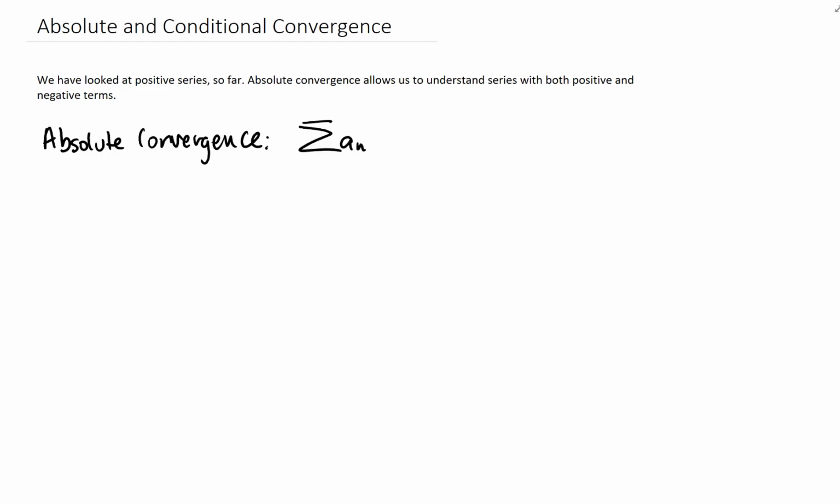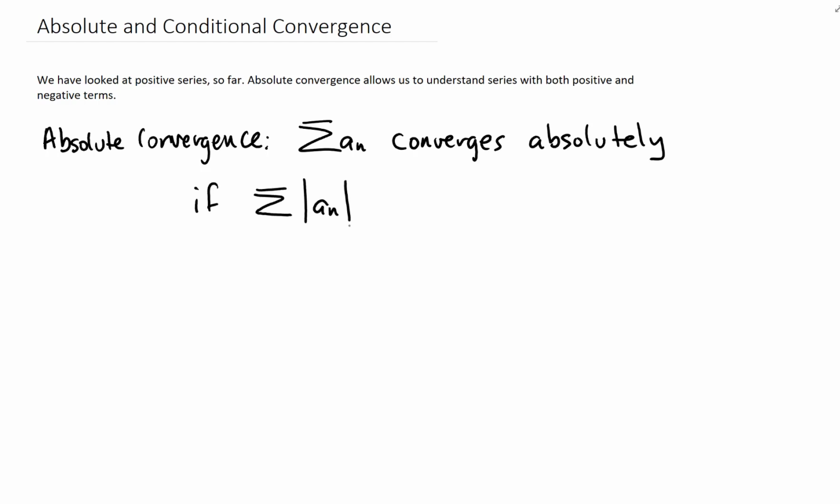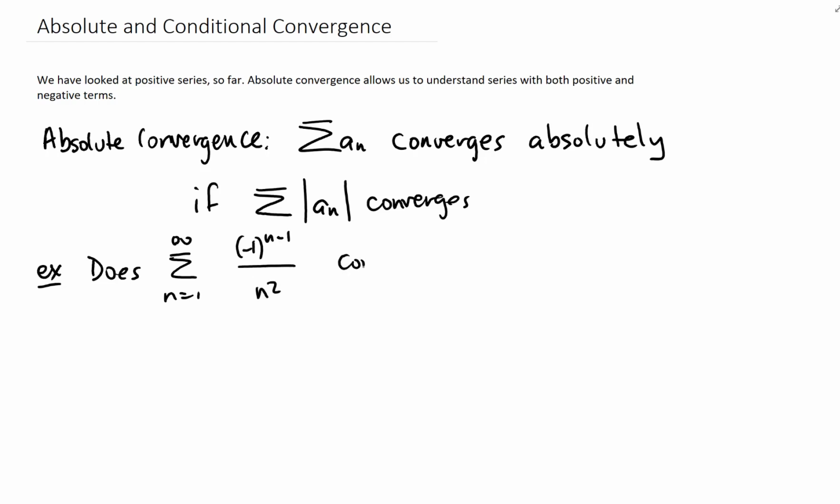So if we start with a series, a sub n, that we're adding up, it will converge absolutely under the condition that the absolute value of each of those terms converges. So for example, does the sum from n equals 1 to infinity of negative 1 to the n minus 1 over n squared converge absolutely?